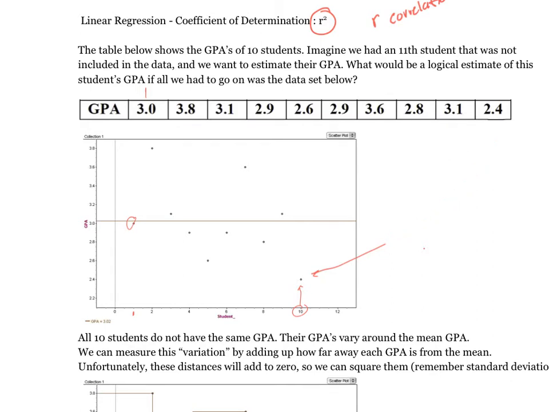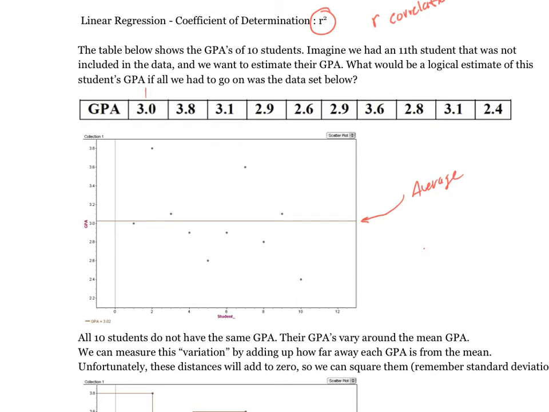You can see there's a wide range of GPAs for these students. But if all I had to go on was these 10 pieces of data, and I had to guess or estimate or predict what this 11th person's GPA might be, I think a logical conclusion would be to find the average of these 10 people. I actually put in the average line right here. The average GPA was just a little above 3.0.